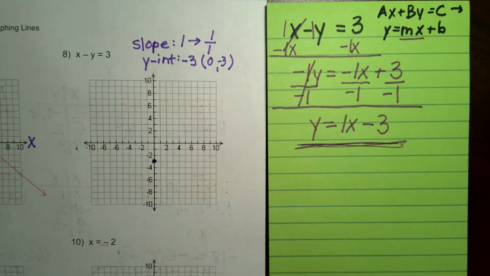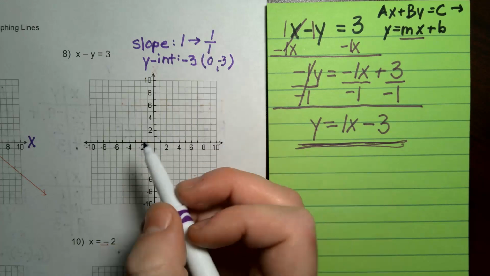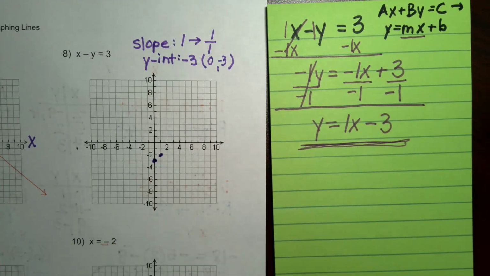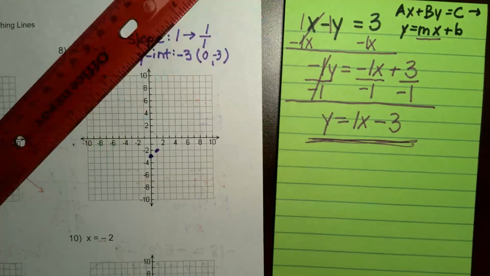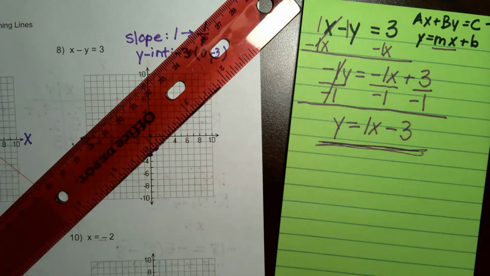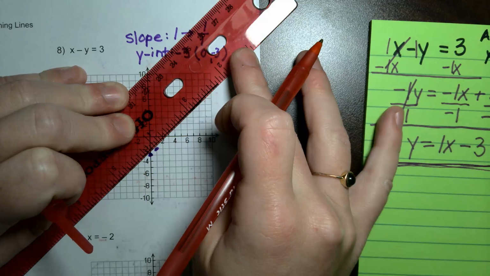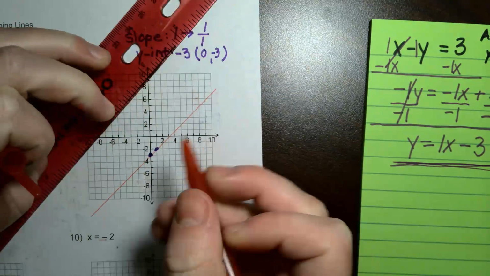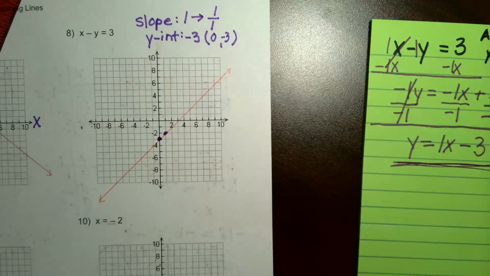What should I do next? Rise over run. So I'm going to go up 1, over 1. So up 1, over 1. There's another point. Okay, now all I have to do is connect the dots. And let's get that lined up real nice. Okay. So that's one way to solve this. That's one way to find the line.